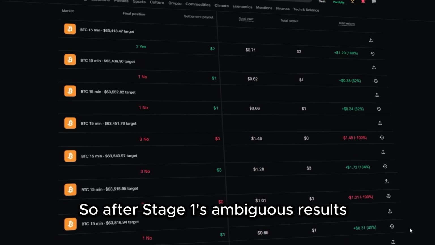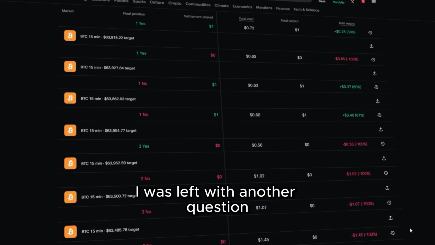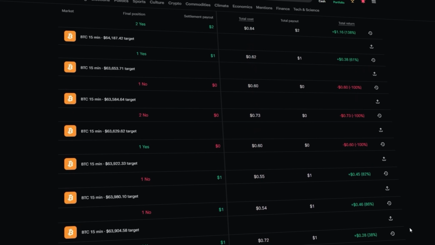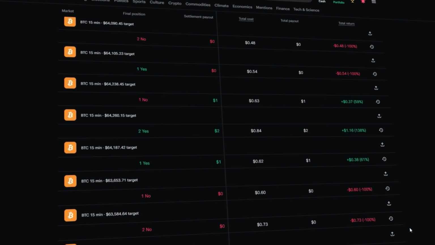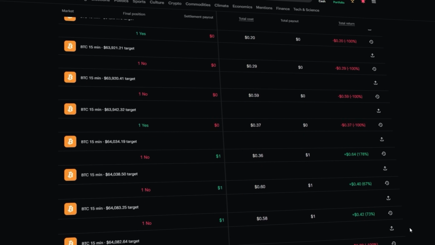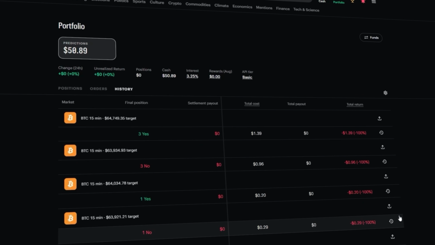So after Stage 1's ambiguous results, I was left with another question. It was whether the bot was making money in these markets because it actually found something the market didn't already know, or if it was just pure luck. So I ran another experiment. It's called S11. I'll talk way more about it in the next video. And it's completely paper-based, no real money.